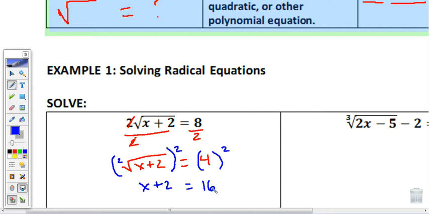Are we getting close in solving for x now? Yeah. What is x? X is going to be 14.